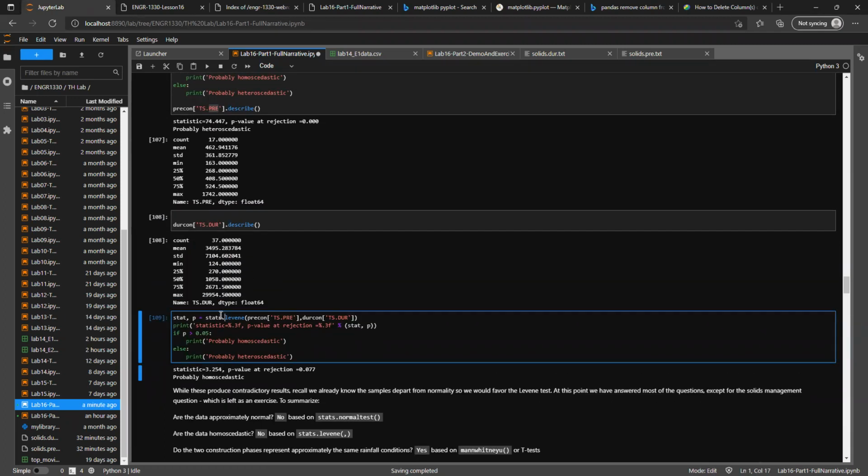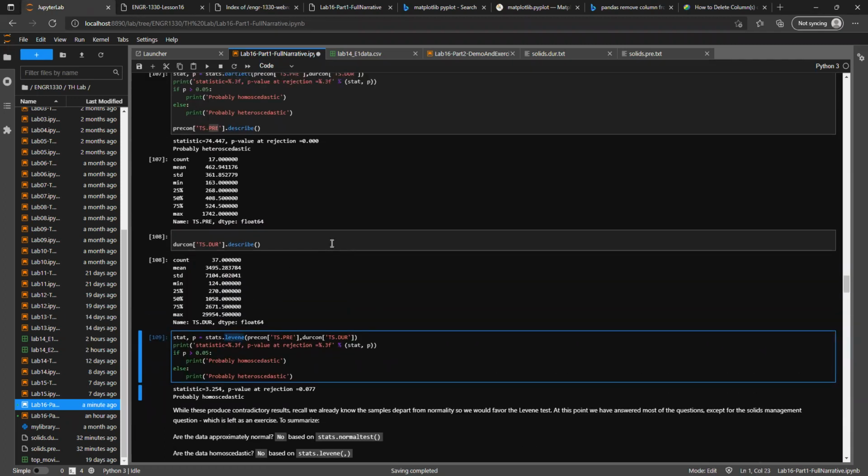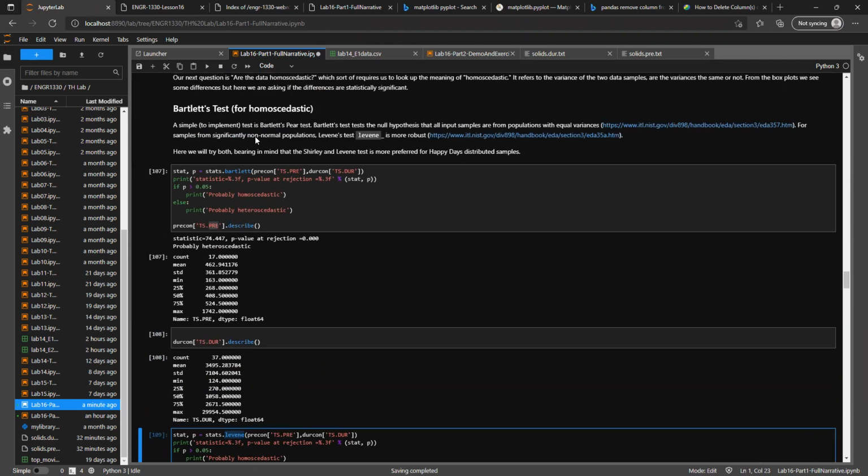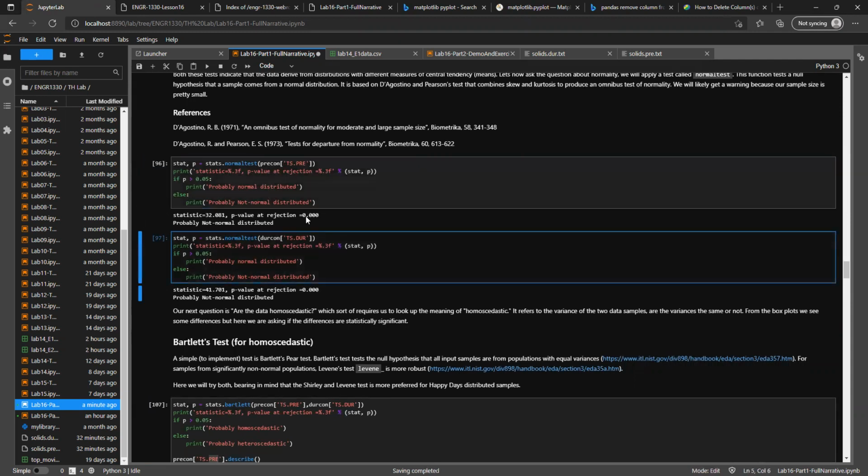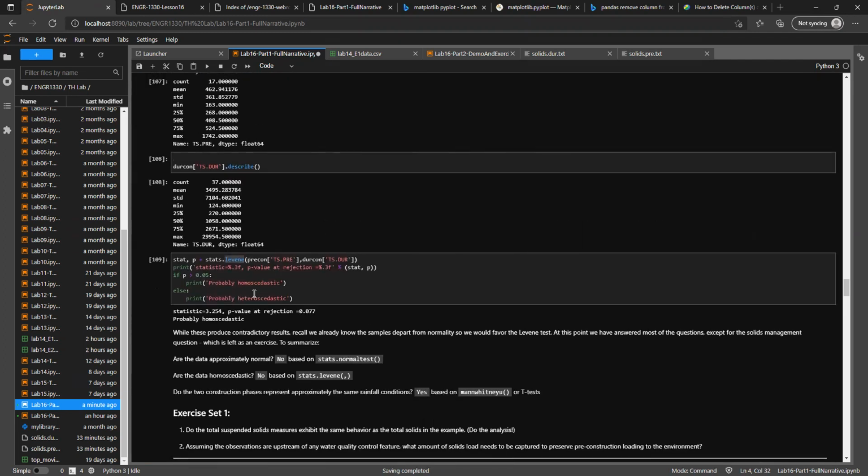So the Levene test is better for non-normal populations. And since we already discovered that these are both probably not normal, strongly so, we would favor the results given by the Levene test.